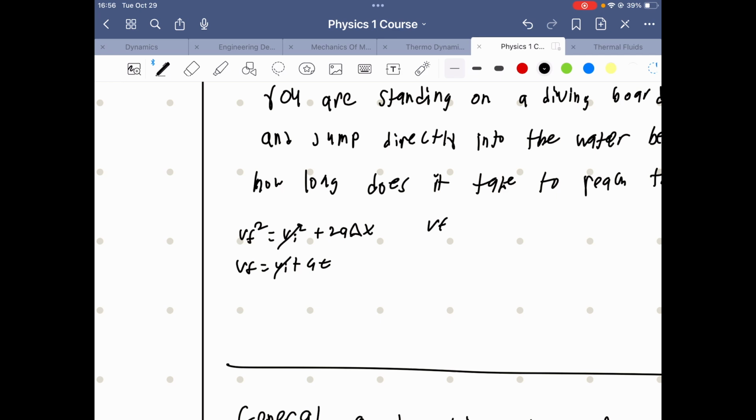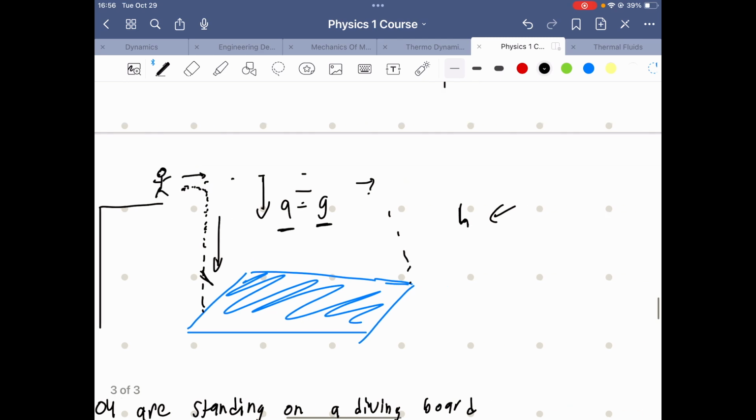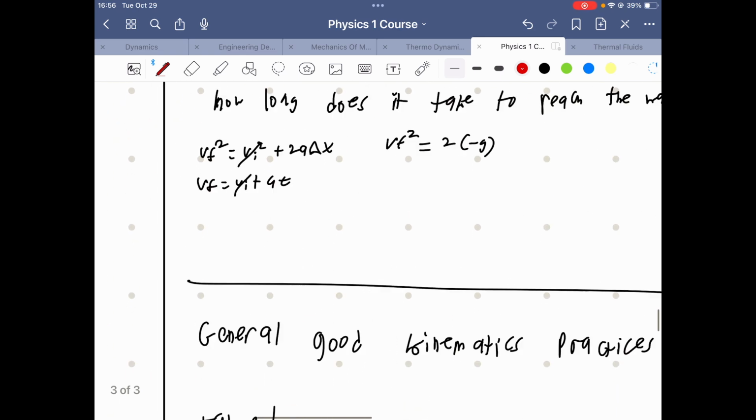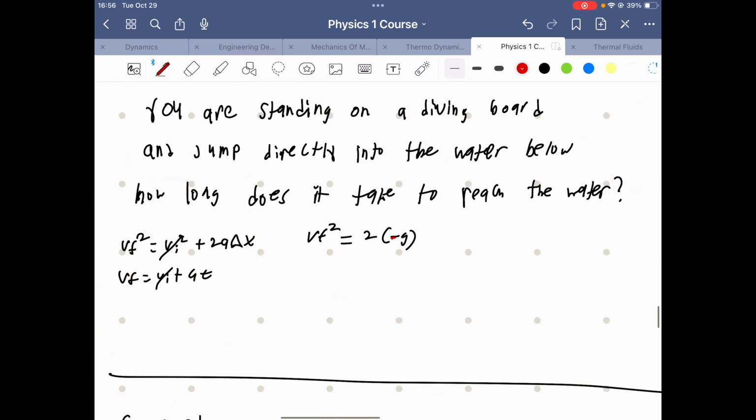Let's do Vf squared. We know it's going to be equal to 2 times negative g, because let's define an axis here. We know that this is positive. So this g, the gravitational acceleration, is a vector and it's pointing down. It's going opposite of our direction of motion, so we're going to say it's a negative g. So 2 times negative g times the change in x, which is just h.